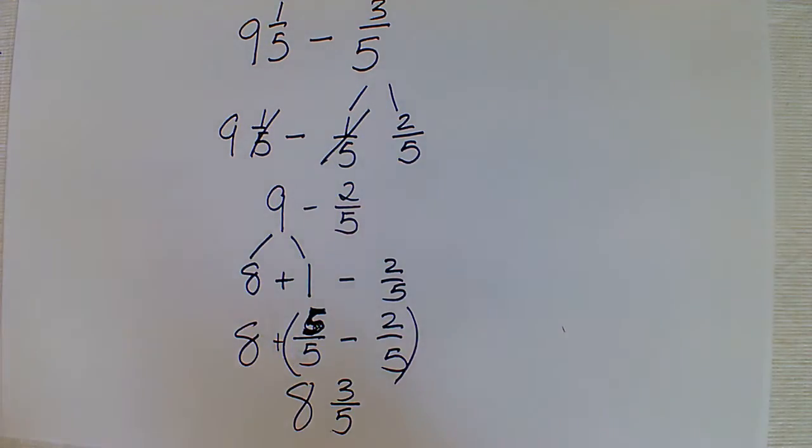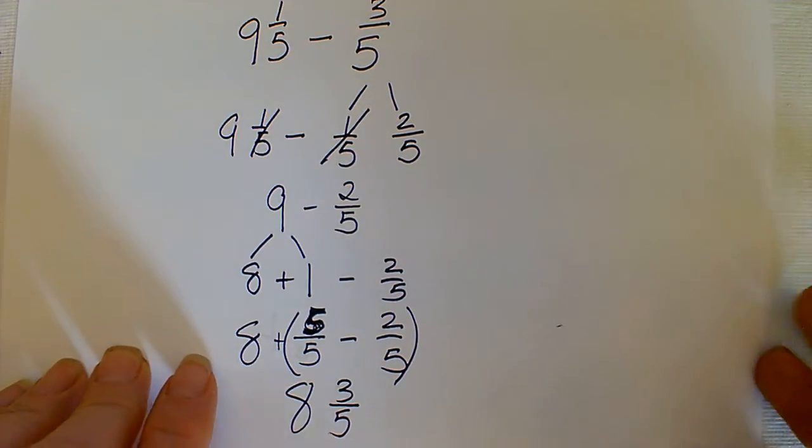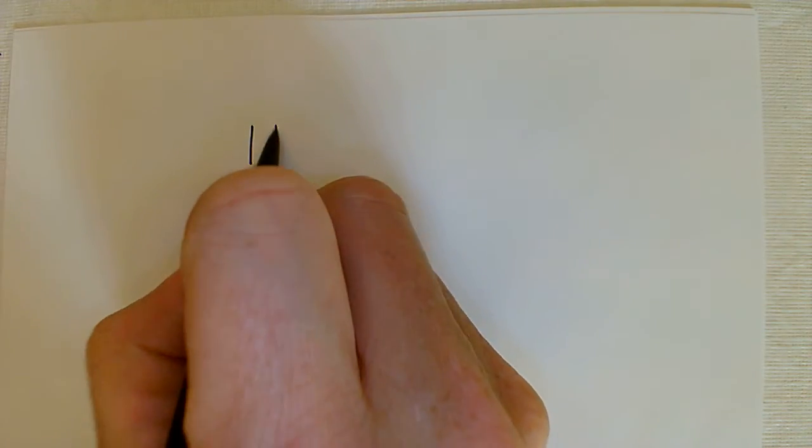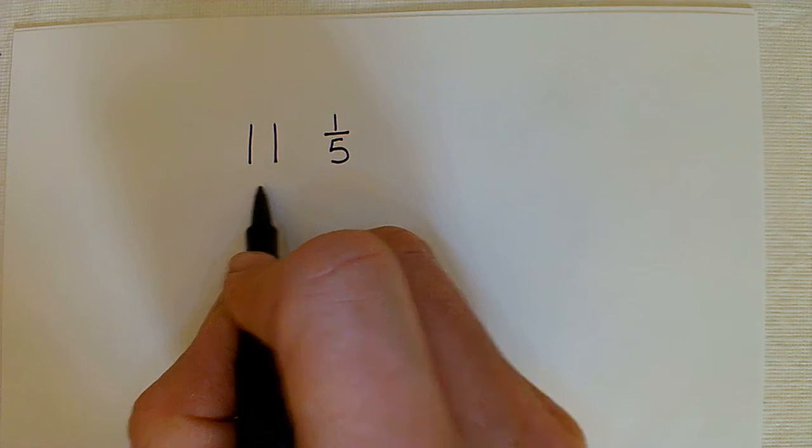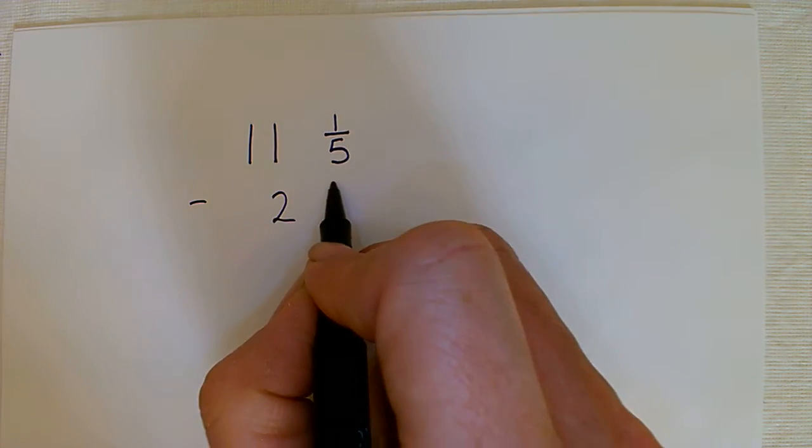Okay, so now that we did it horizontally, let's go ahead and try it vertically. So we're going to do the same problem, but we're going to do it the stacking and subtracting way. So I'm going to go ahead and move this out of our way. Okay, so now we're going to do it the other way. We're going to have 11 and 1 fifth, and we're going to have minus 2 and 3 fifths.